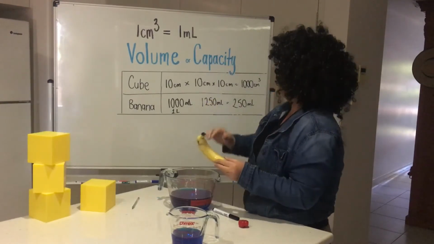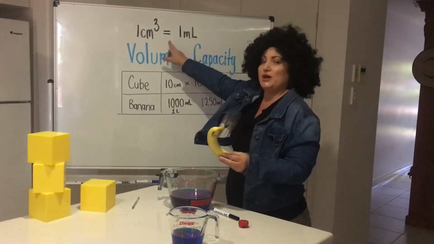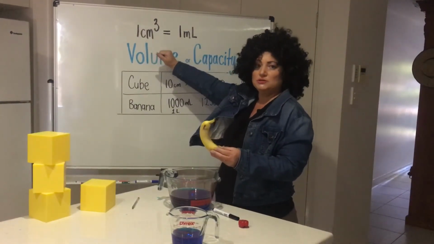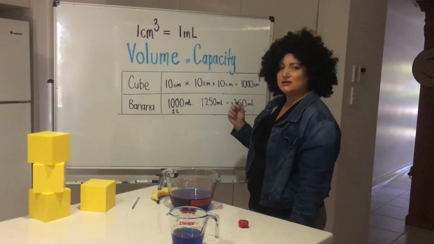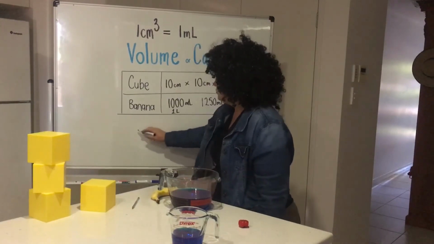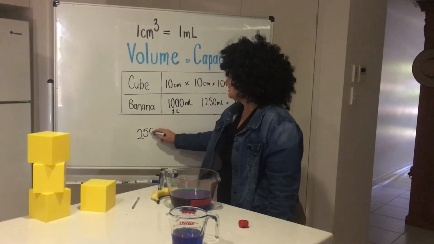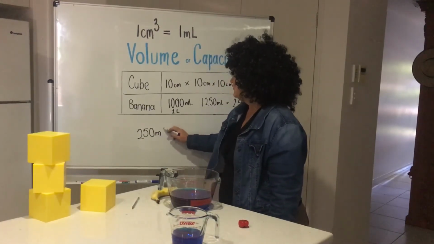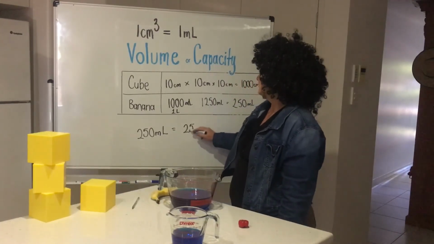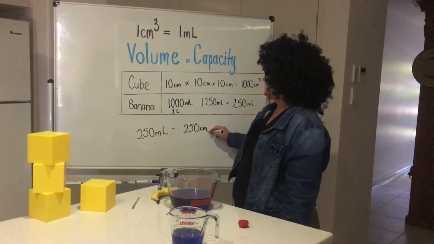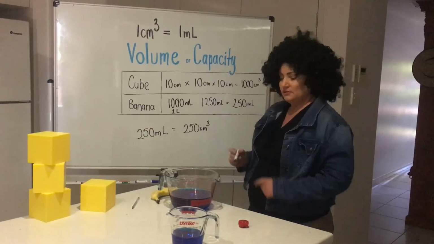So 250 mils is equal to how many centimetres cubed? Well, that's easy to work out. You guys are so smart. Can you guys see this? 250 millilitres is equal to 250 centimetres cubed.